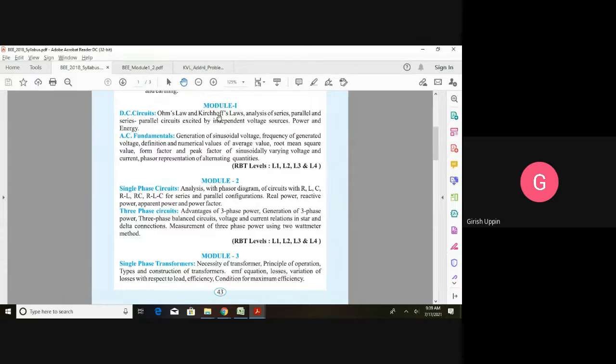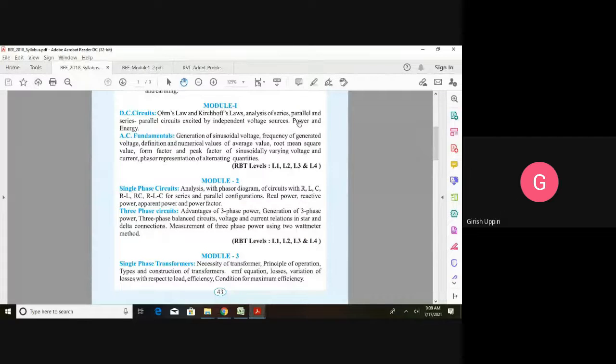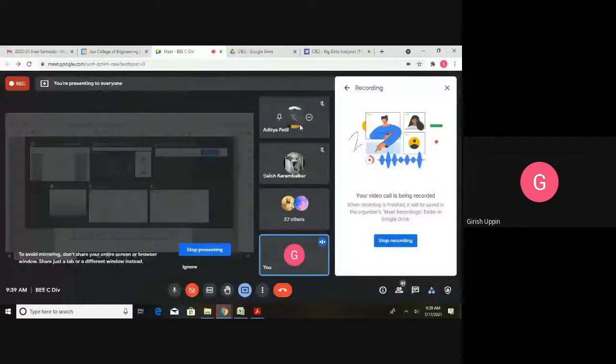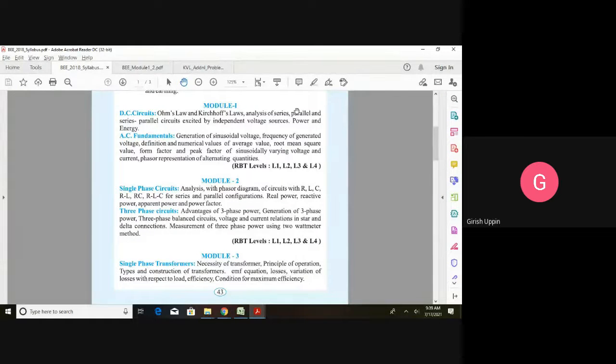There are two Kirchhoff's laws: Kirchhoff's voltage law and Kirchhoff's current law. Both are very, very important. For Kirchhoff's current law, you have to write the statement, draw the circuit diagram, and write the equation. Wherever there is a diagram and an equation, please write it. As I told you, if the examiner sees the equation and it is correct, then your statement would be correct and you will get more marks.